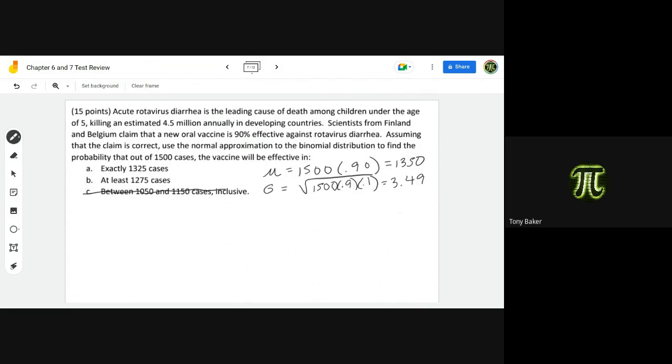I'm gonna actually skip C. We're gonna do a different number for A, because C is the same thing, you're just gonna subtract the two numbers, and I think A is the one that's a little more confusing. So we're gonna do 1347. If we want exactly 1,347 cases, I have to do 1346.5 and 1347.5. So again, I do the 1346.5 minus 1350 divided by the 3.49.